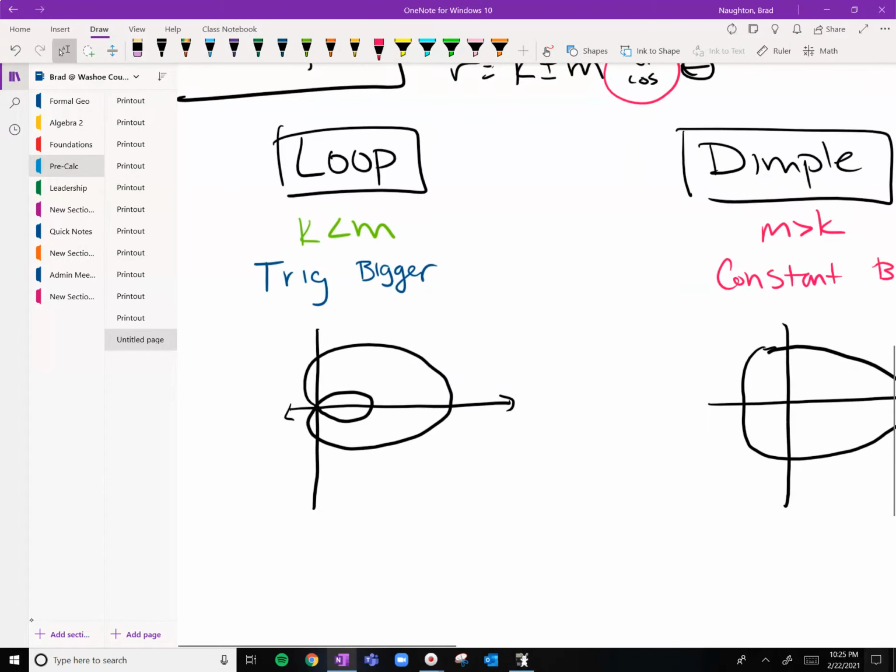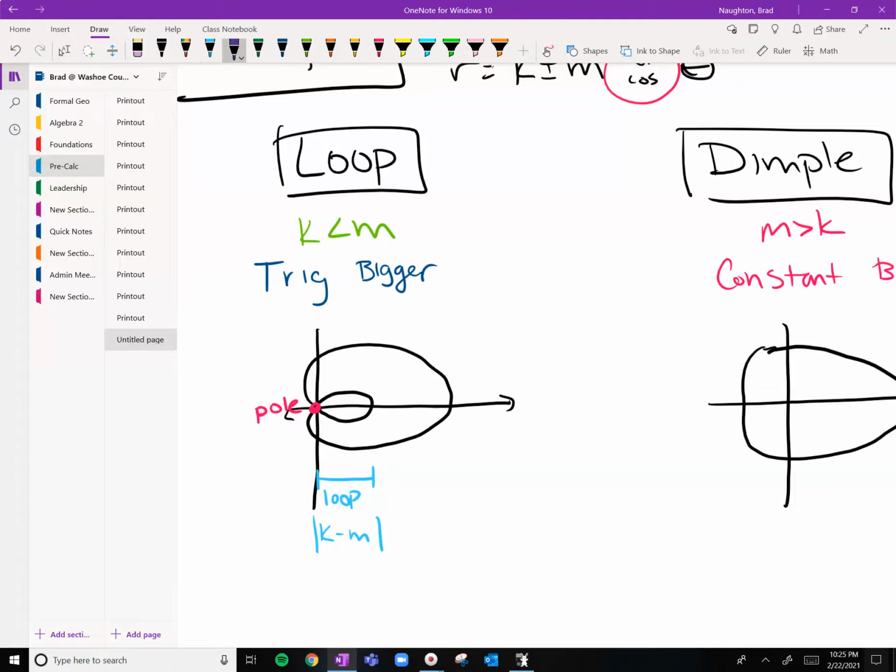So what you're going to do is set this up and double check that this right here is always going to be at the pole. The distance of our loop is going to be k minus m, the absolute value of that, whatever the bigger one is minus the smaller one. But really it doesn't matter because the absolute value will handle that.